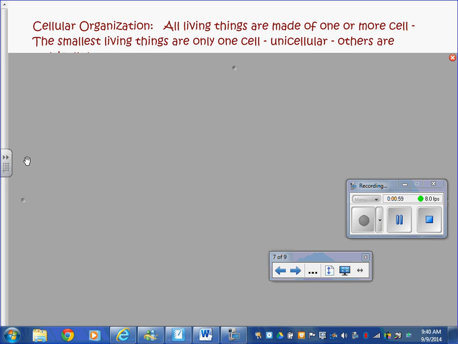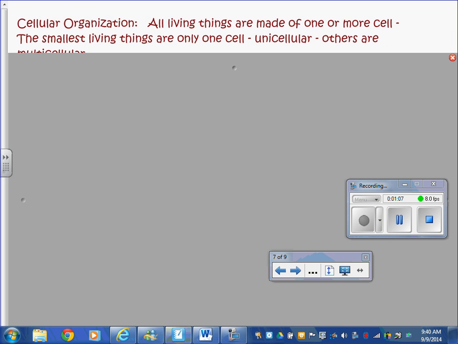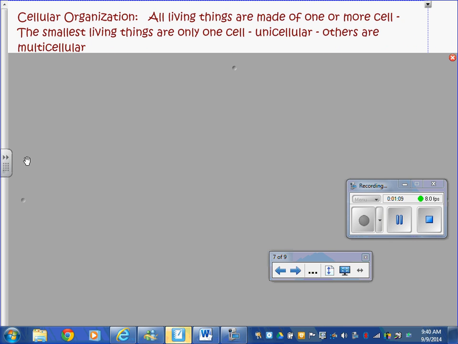So let's put them in words that make sense to us. So cellular organization, you can remember that, but to me, just saying cellular organization doesn't really tell me anything. To me, more important is this, that all living things are made of one or more cells. So if you wanted to remember it, all living things are made of one or more cells. That's the important idea right there.